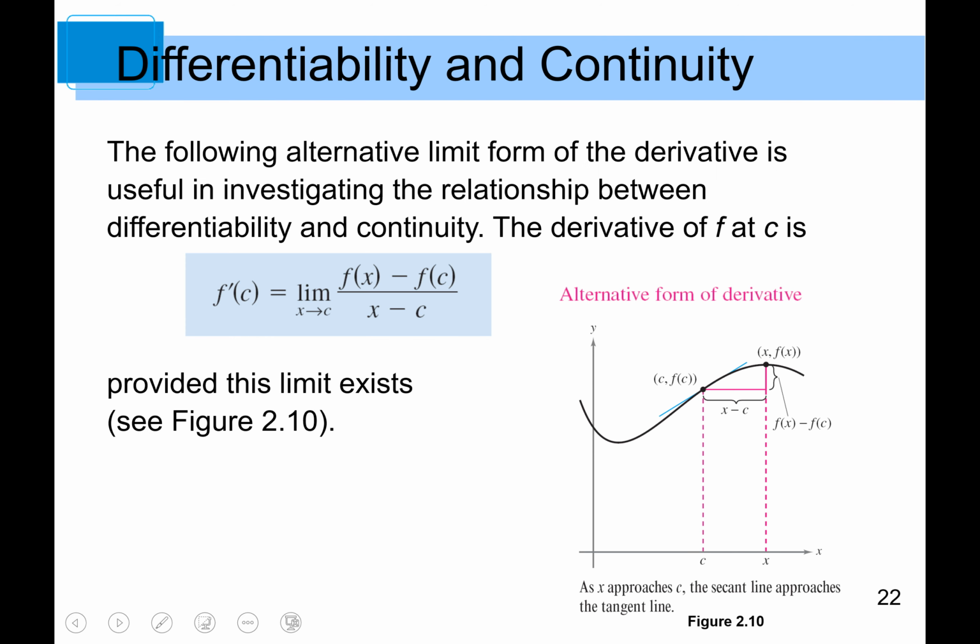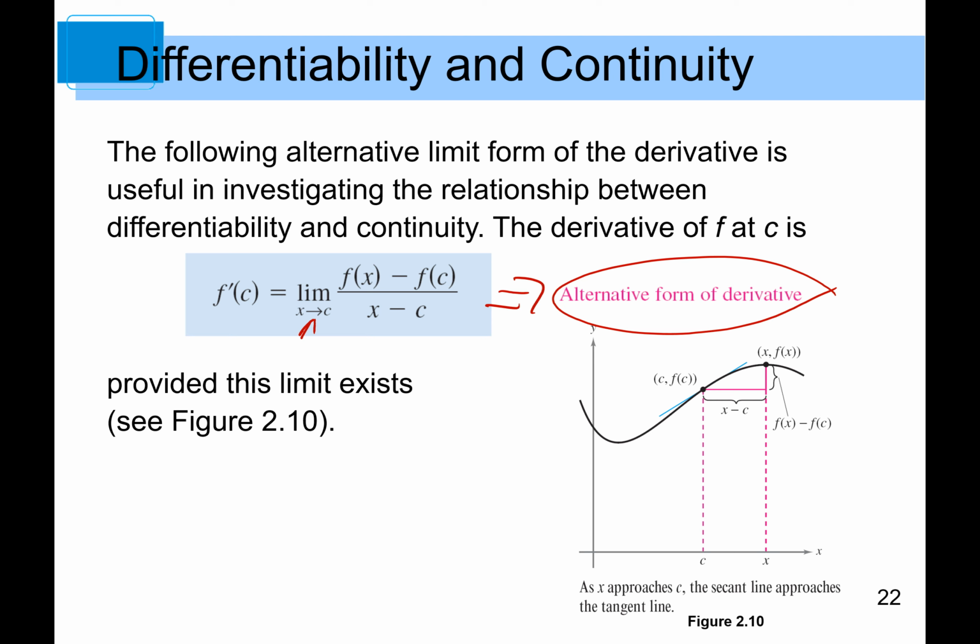The following alternative limit form of the derivative is useful in finding a relationship between differentiability and continuity. The derivative of f at c is f prime of c equals the limit as x approaches c of f of x minus f of c, over x minus c. This is what they call the alternative form of a derivative, providing the limit exists, right? That is always an assumption.